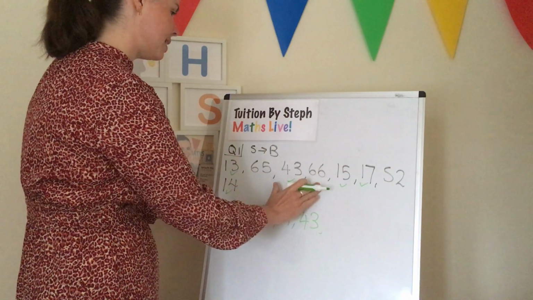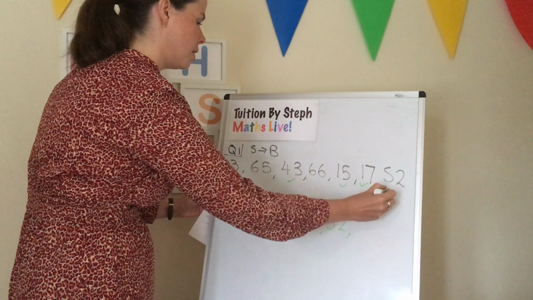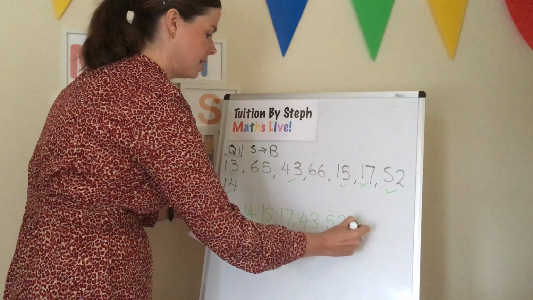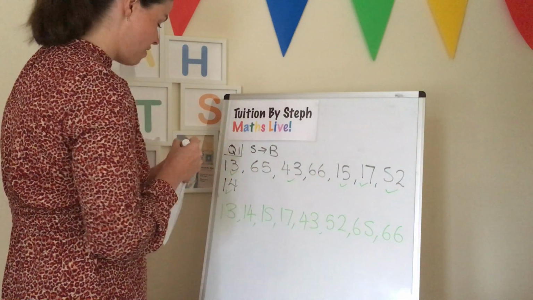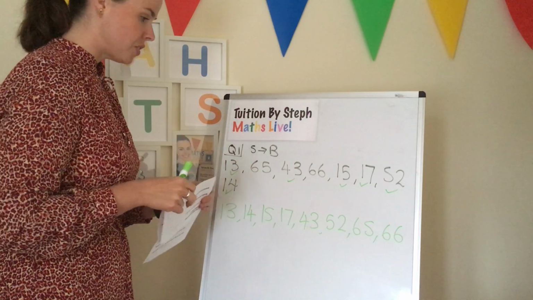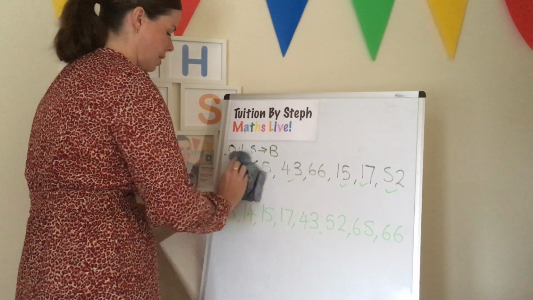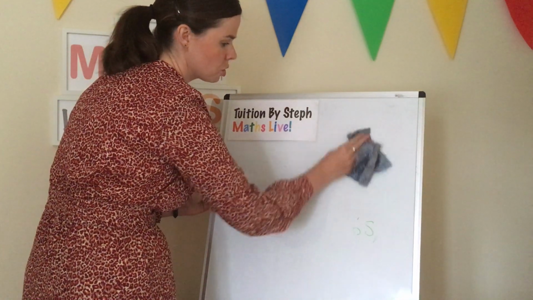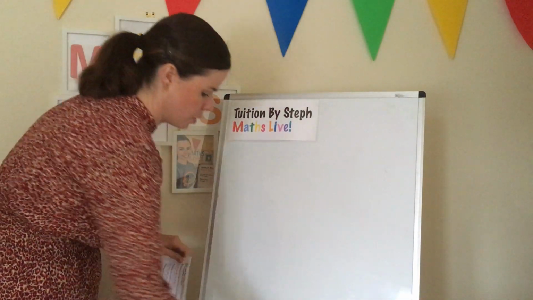And then we've got the 50s. There's one in the 50s, 52. And then our 2 in the 60s, we've got 65 and 66. So 65 and 66. Your order is 13, 14, 15, 17, 43, 52, 65 and 66. So I thought I'd start with a nice easy one, just comparing those 2 digits. Okay, let's go on to question 2.